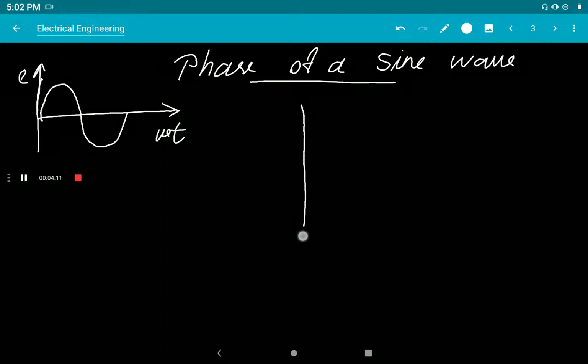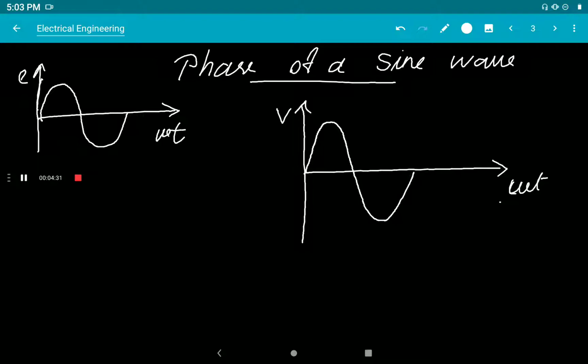So just consider omega t on the x-axis and v. Omega is angular frequency. Consider the reference wave which starts from the origin. This is our reference wave. We are going to compare our particular wave with respect to this reference wave.